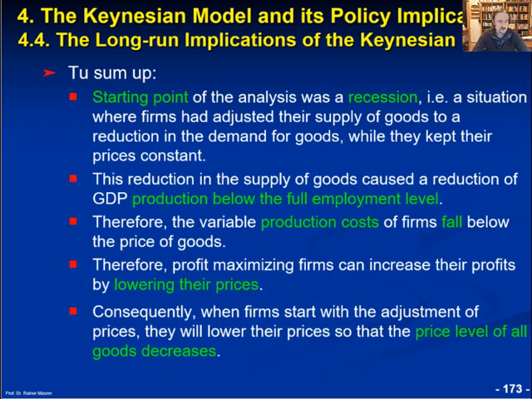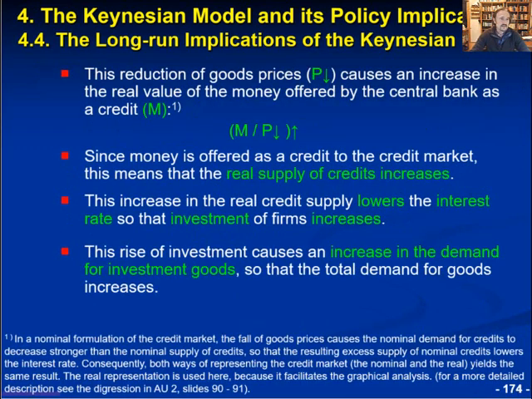Consequently, when firms start with the adjustment of prices, they will lower their prices so that the price level of all goods decreases. This reduction of goods prices causes an increase in the real value of money offered by the central bank as a credit. If the denominator gets smaller, the fraction gets larger. Since money demand is offered as a credit on the credit market, this means real supply of credit increases, and this increase in the real supply lowers the interest rate so that investment of firms increases.